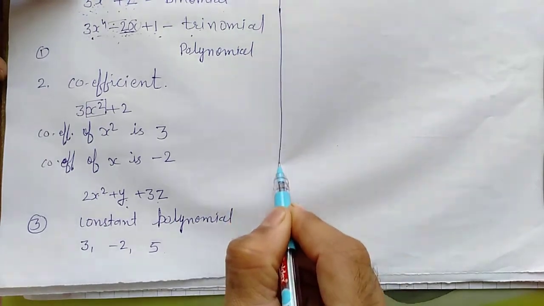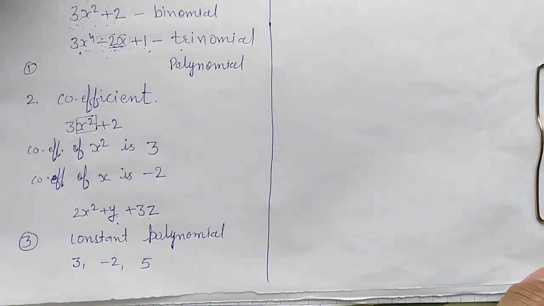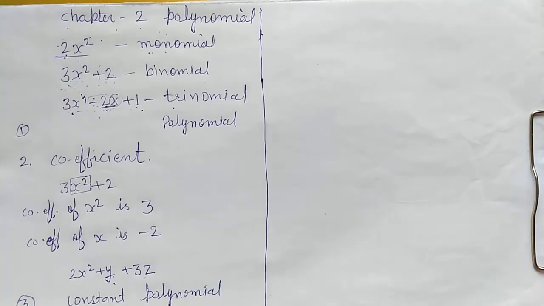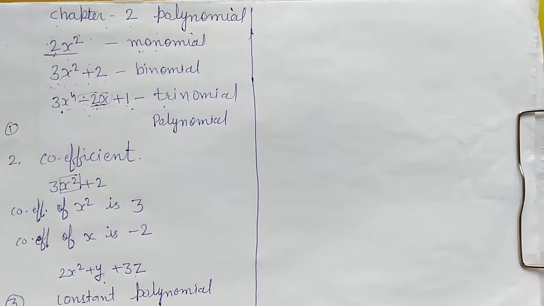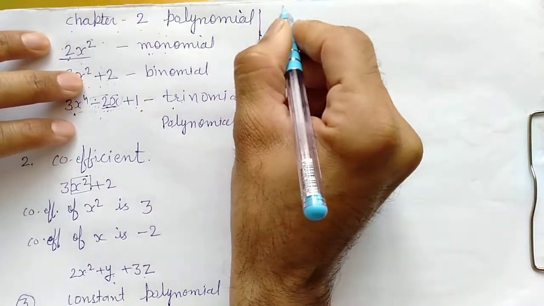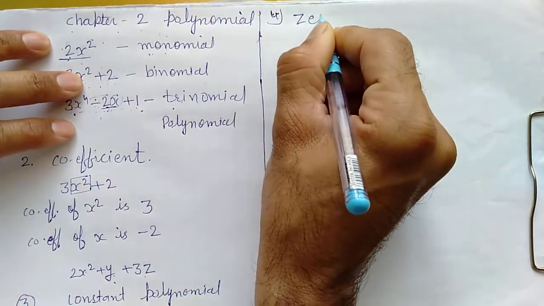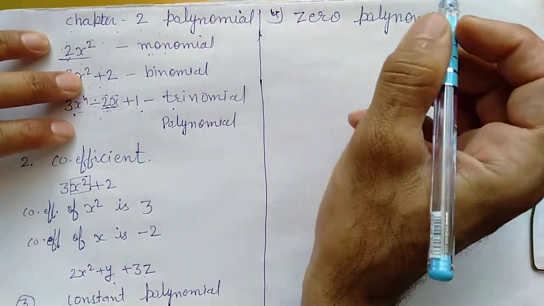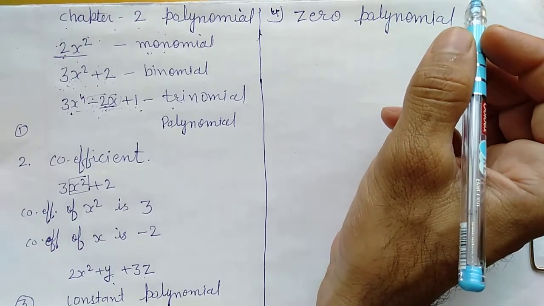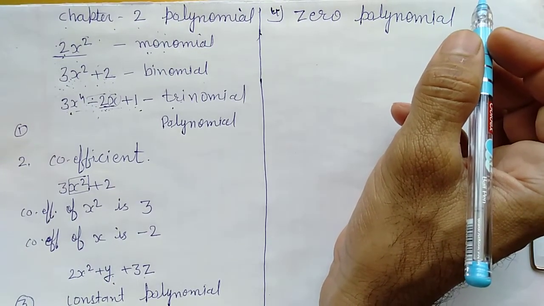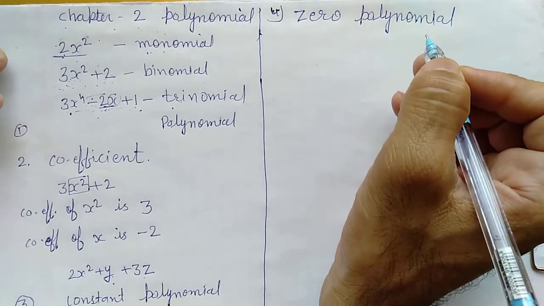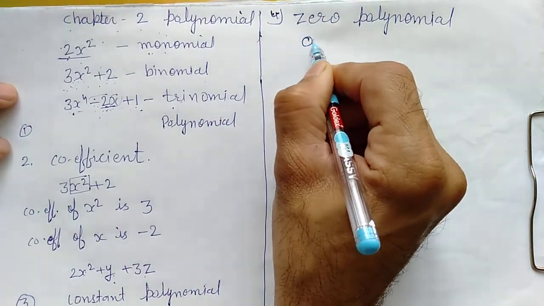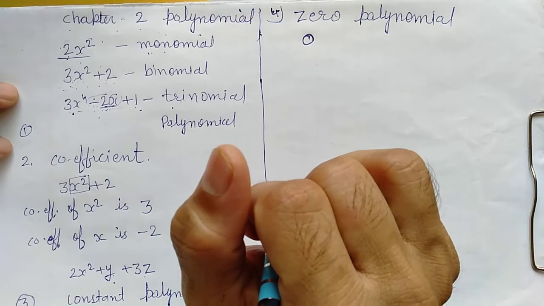These are the basics of this chapter. Try to listen and try to understand it carefully. You will have to use all these things in your chapter. In 10th class also you will use the same thing. Next is zero polynomial, fourth one. Zero polynomial. What is zero polynomial? Zero polynomial means a constant polynomial if 0 is given. If a constant polynomial is 0, that polynomial is called zero polynomial. This is a zero polynomial, right?